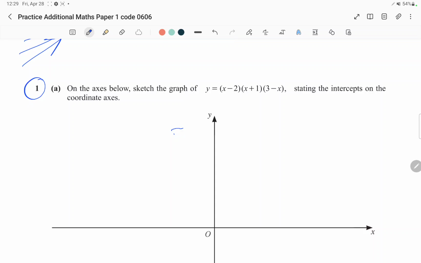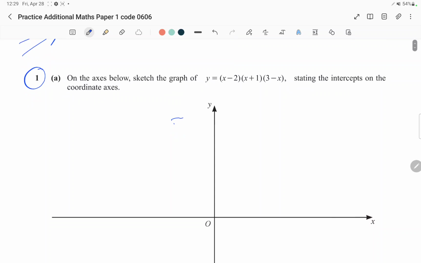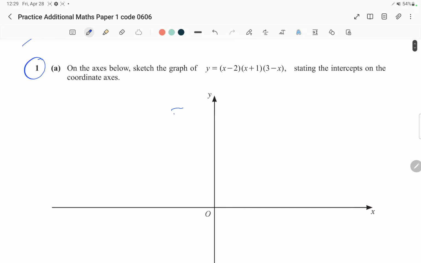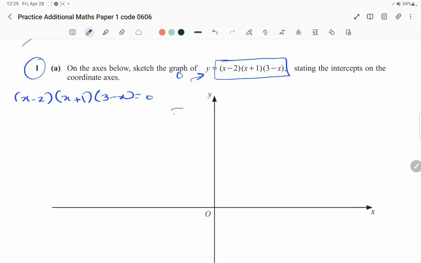Question 1 says, on the axis below, sketch the graph of y equals (x minus 2)(x plus 1)(3 minus x), stating the intercepts on the coordinate axes. So first of all, we need to find where this graph will intersect the x-axis. For that, y should be 0, right? It means we have to write (x minus 2)(x plus 1)(3 minus x) equals 0, and then we will solve x minus 2 equals 0, or x plus 1 equals 0, or 3 minus x equals 0. When you solve here, you will get x equals 2.